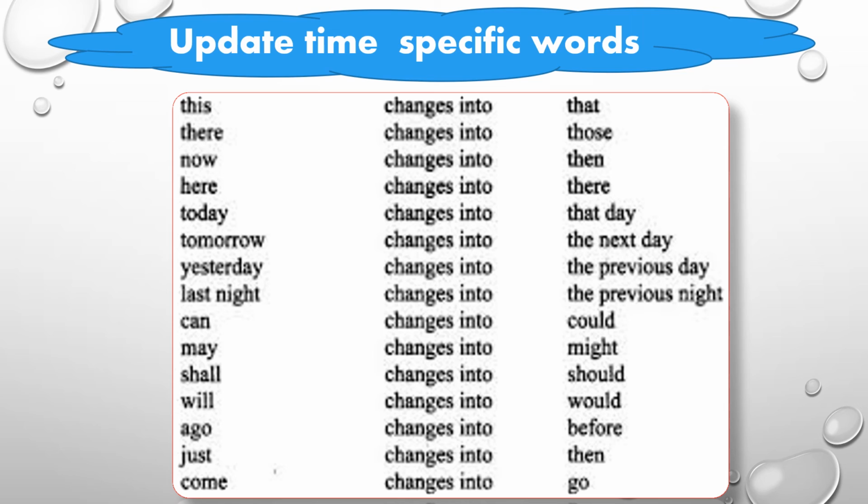Update time and specific words. This changes into that, these changes into those, now changes into then, here changes into there, today changes into that day, tomorrow changes into the next day, yesterday changes into the previous day, last night changes into the previous night, can changes into could, may changes into might, shall changes into should, will changes into would, ago changes into before, just changes into then, come changes to go.